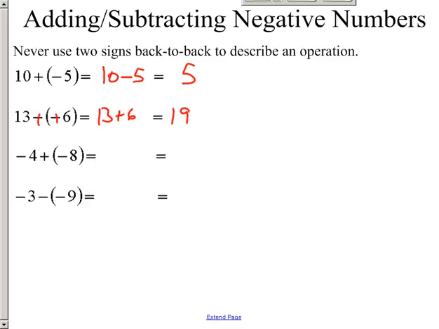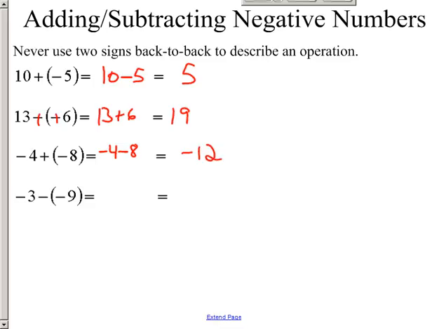Here, negative 4 plus negative 8 is negative 4 subtract 8. So we're going backwards, negative 4 units, and then we're going back another 8 units. So we will be at what? Negative 12. Very good.